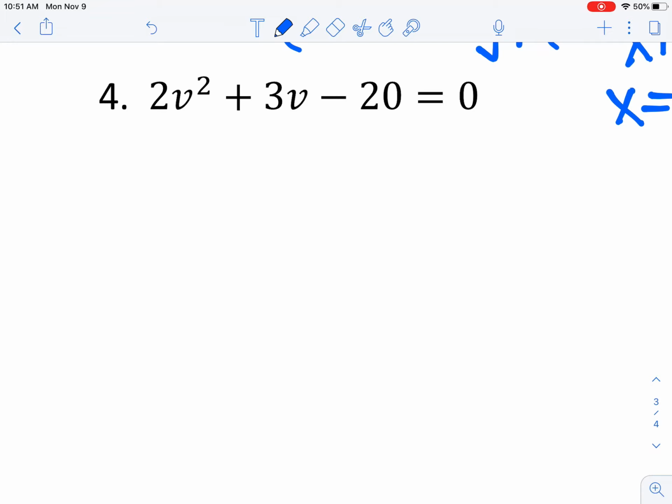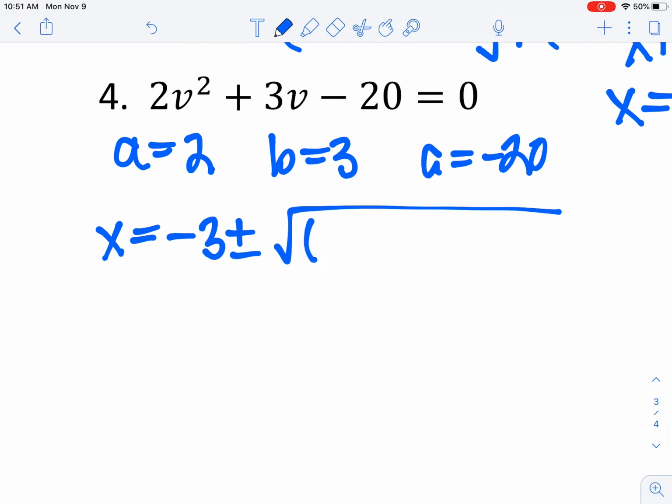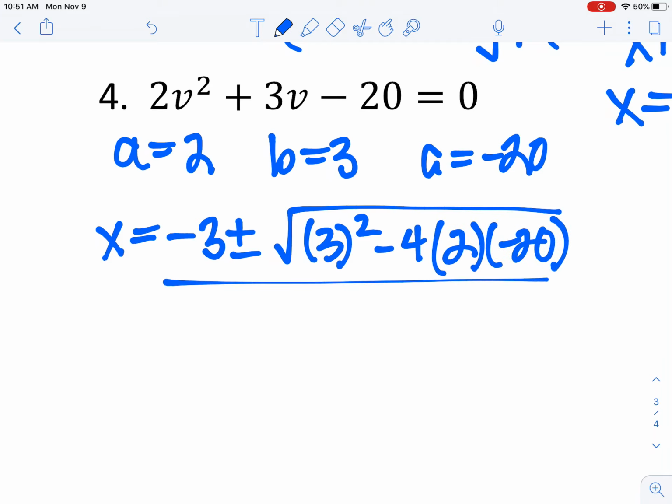Here, I would say GCF doesn't work because of the 3. I'm not really thinking I'll try and factor, so let's just use quadratic formula. A is 2, B is 3, C is negative 20. You might be able to factor, so if you'd like to factor, try that. Okay, x equals negative b plus or minus the square root b squared minus 4ac all over 2a.